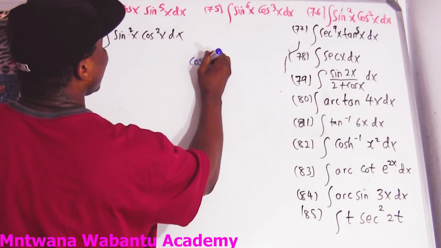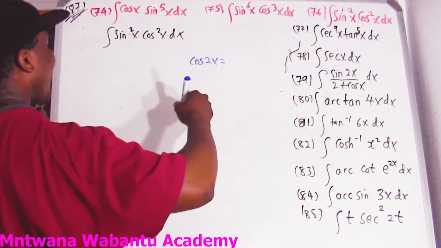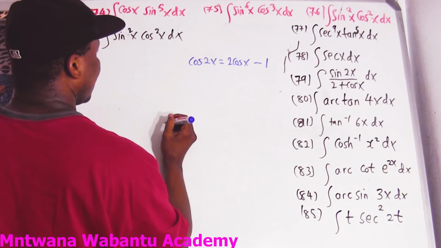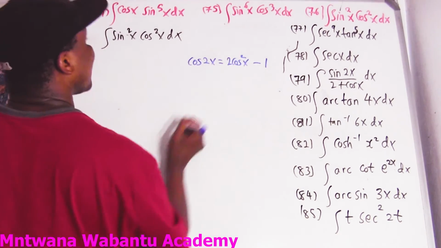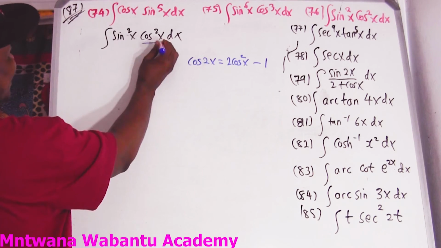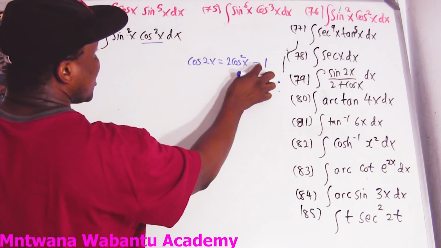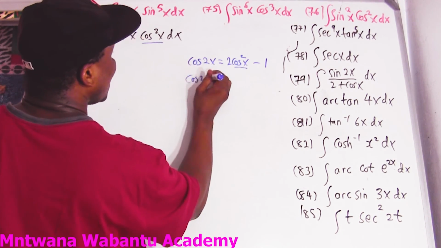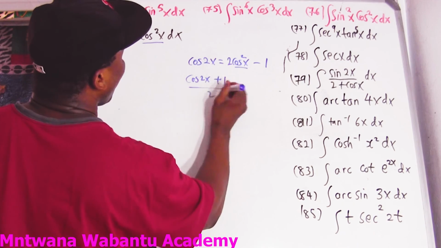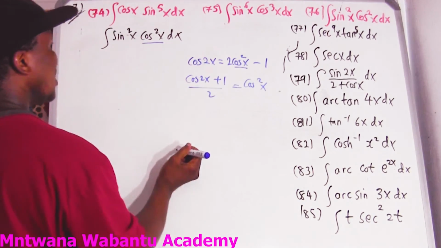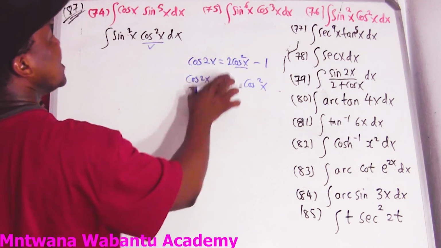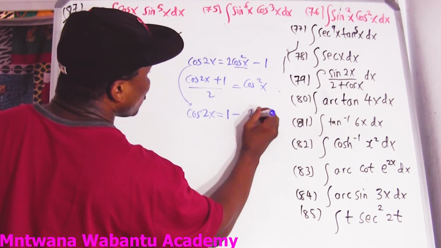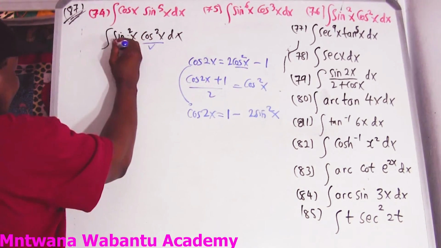If somebody gives me cos of a double angle, and I want everything to be cos, it's 2 cos square x minus 1. If I want to replace cos square x, I make it the subject: cos square x equals cos 2x plus 1, over 2. So I can replace this with that. Same with sine. This formula, cos double angle, can sometimes be written as 1 minus 2 sine square x. So I want to replace this sine square x.